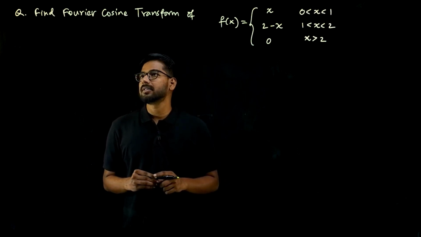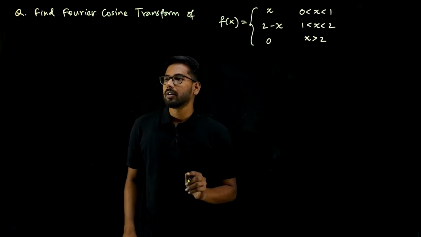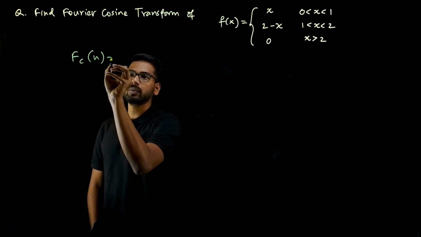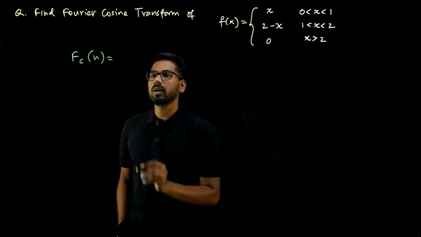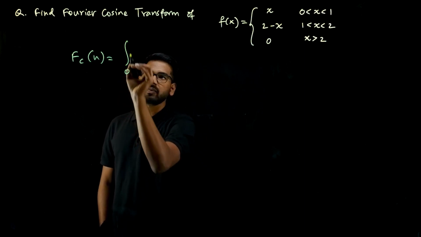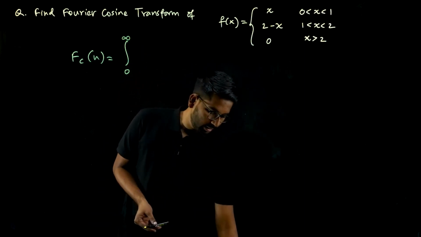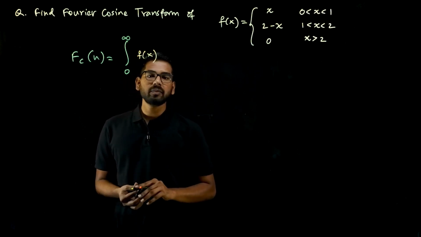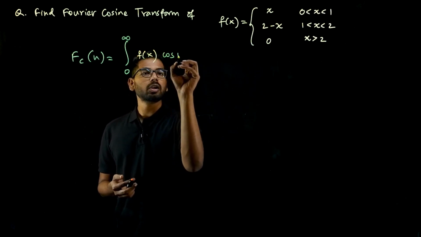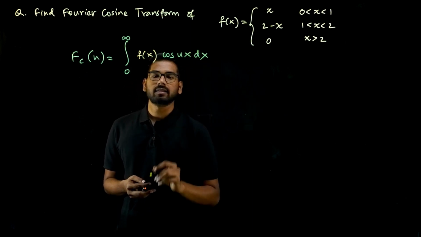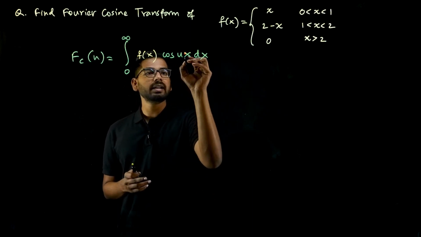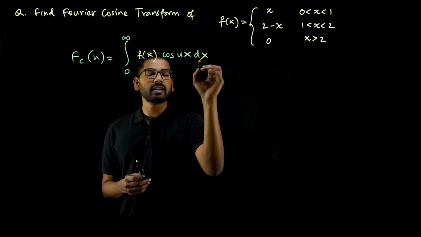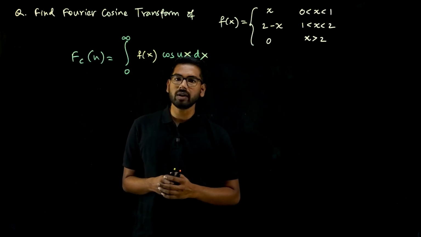So the question is for the Fourier cosine transform. The Fourier cosine transform formula is Fc of u, the Fourier cosine transform of u, is the integration from 0 to infinity of the given function f of x times cos ux dx. So we need to integrate the given function f of x times cos ux with respect to x from 0 to infinity. That is the Fourier cosine transform.